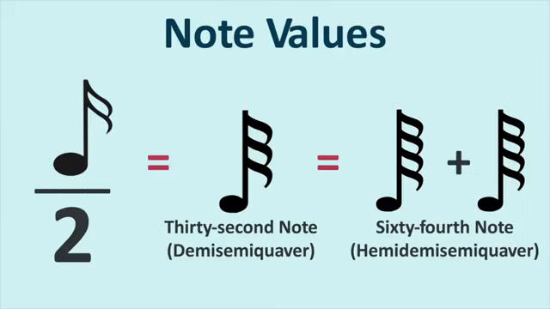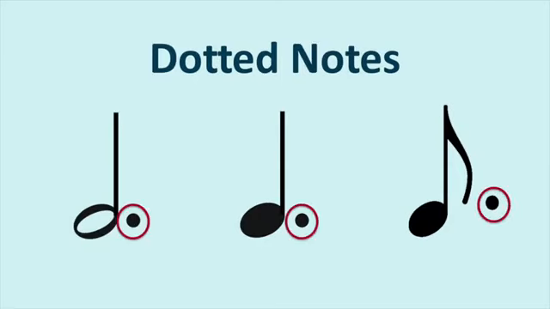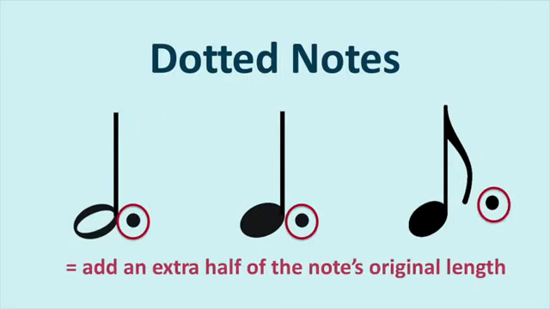But it will be too difficult for beginners to count these note values. Just knowing how to count your rhythm with eighth notes is good enough. Sometimes you will see dotted notes. When a dot is placed after a note, an extra half of the note's original length is added.